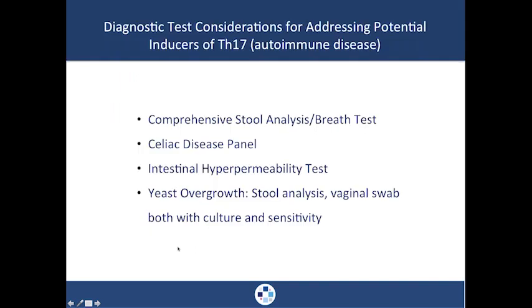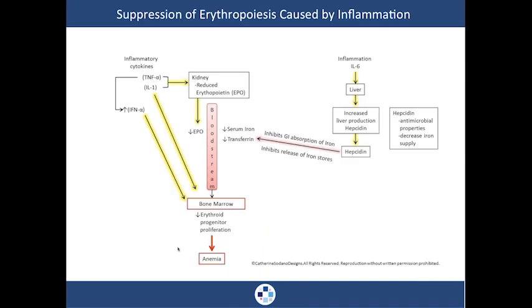So some of the diagnostic tests to consider for addressing potential inducers of Th17 autoimmune disease, particularly thyroid disease, do that stool analysis. Maybe a breath test looking for SIBO, celiac panel that I mentioned, because that can irritate that Th17 cell, causing the body to go after the thyroid gland, intestinal permeability, and of course yeast overgrowth, like I mentioned several times.